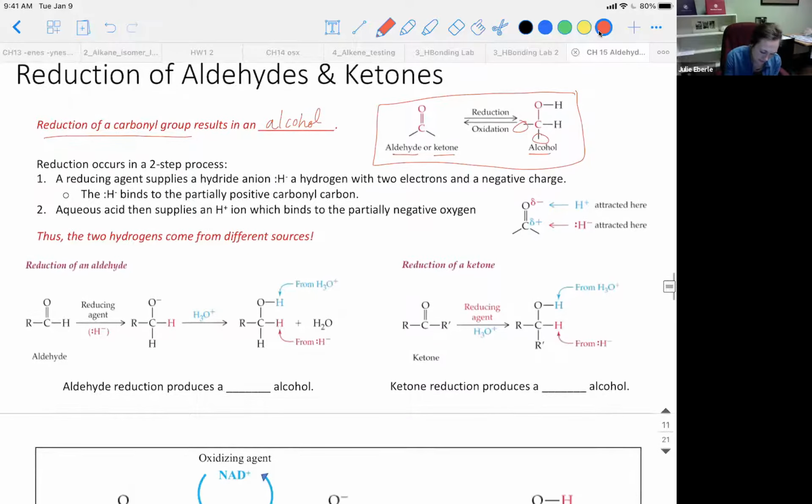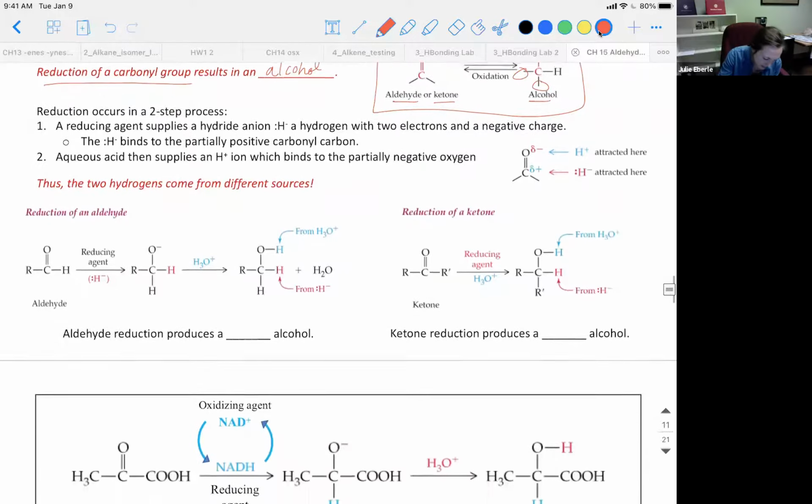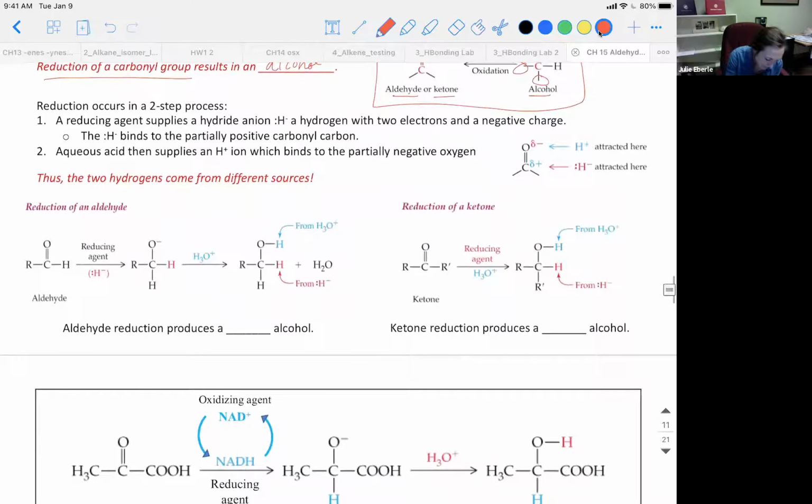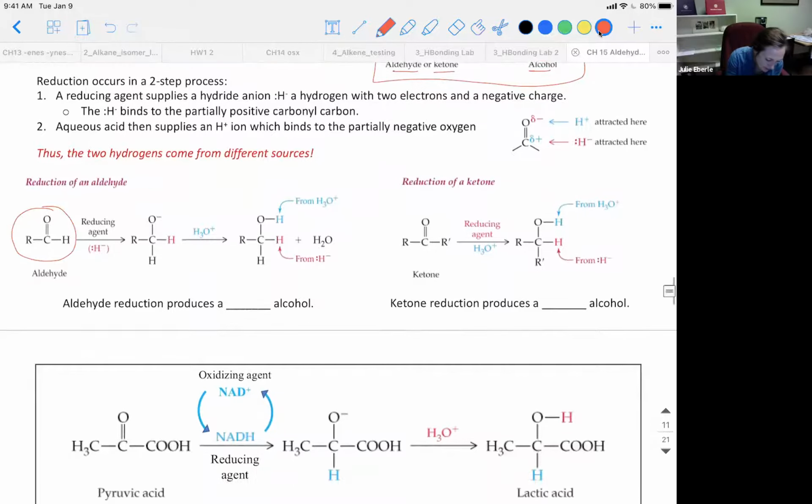Now, I think I told you guys there's some stuff I decided I'm going to skip over for time's sake, and this is one of the things. As far as how the reduction happens, it is a two-step process. I'm not going to get into it. Here's what I want you to know. If we start out with an aldehyde, and we reduce it, don't worry about this right here.